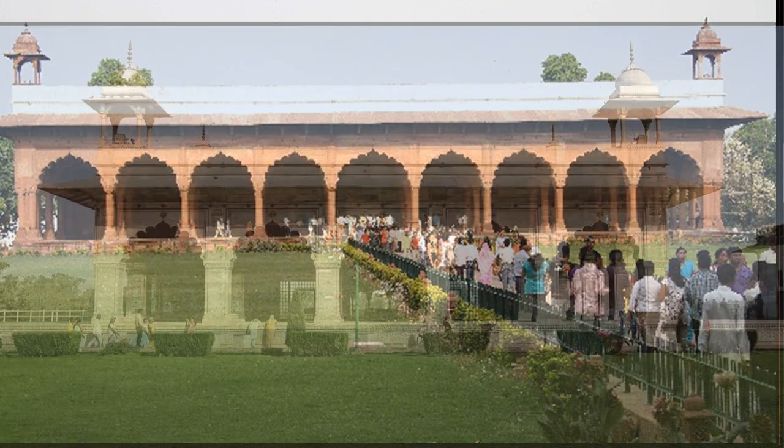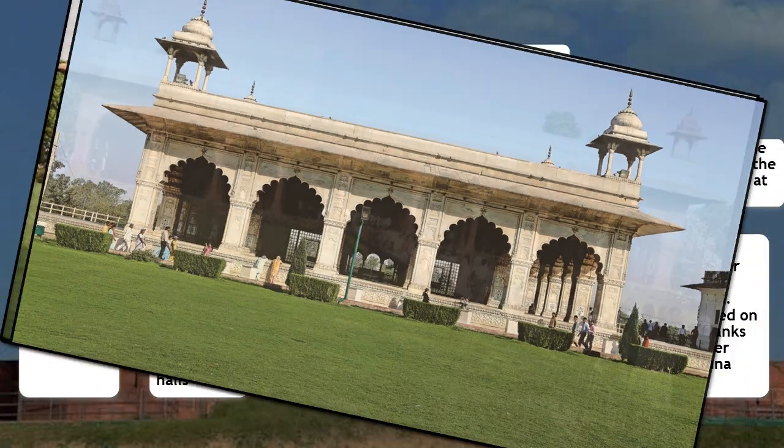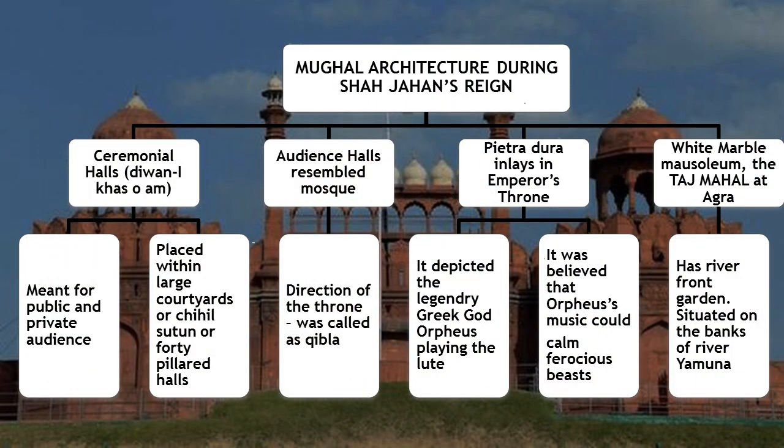those problems. Then this is another type of ceremonial hall which was called Diwan-e-Khas. This was meant for private discussions of the king with important people like nobles or other ministers. Apart from this, these audience halls also resembled a mosque, यानी कि mosque की तरह लगते थे.